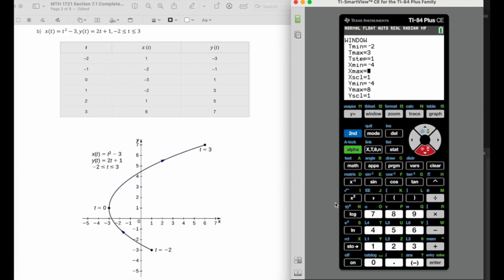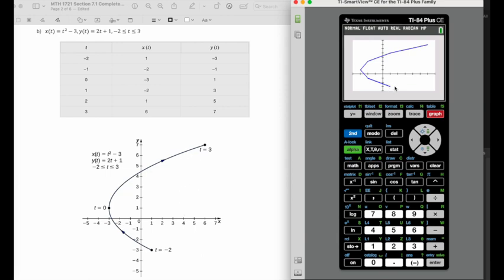All right, now when I hit the graph button, you'll see this curve here. The only thing that I want to point out, notice how this doesn't look real smooth. That is because when I made my window, I made this in intervals of 1. When I hit the trace button, you'll see that down below it gives you your value of t and your x and y now.